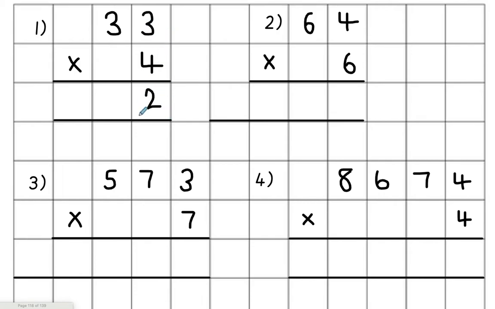Remember, I put my units in this column and carry the tens. Then again, we've got 4 times 3, which is 12, but I've got my little friend down here that I need to add, which gives me 13. I can pop my 1 in straight away because I don't have anything in this column. So your answer should be 132.